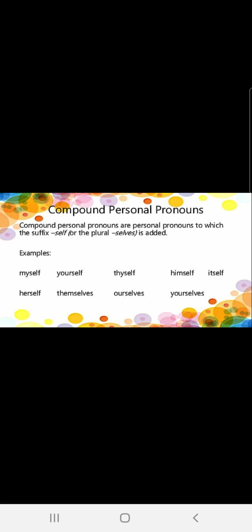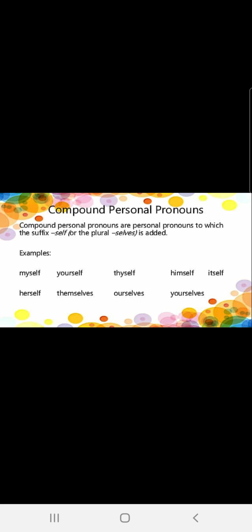Okay, compound personal pronouns. Children, you all know the meaning of compound words. Compound words are words which are formed by adding two words and then that gives you a new word, right? That is a compound word. So here, children, compound personal pronouns are a part of personal pronouns only. What we do here is that we have to add a suffix. Remember, we did suffix in our last class, like 2-3 classes back.